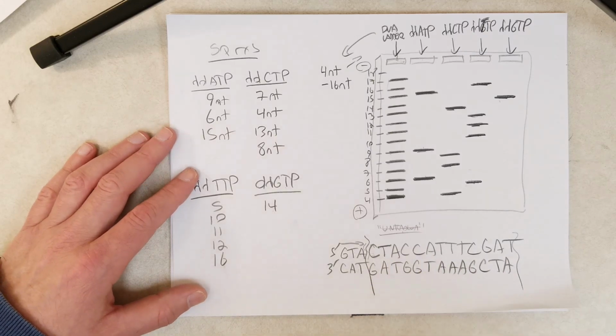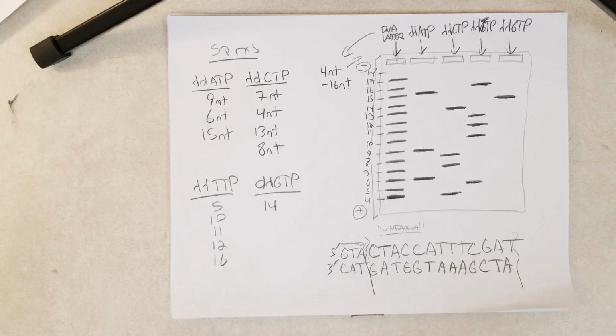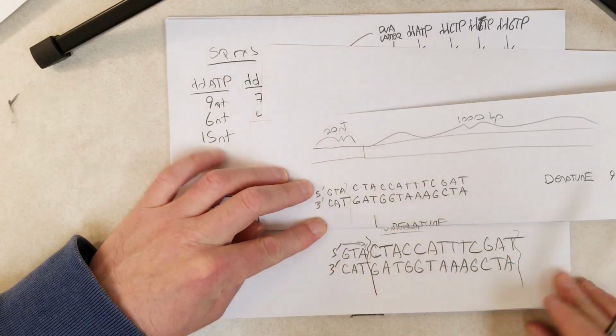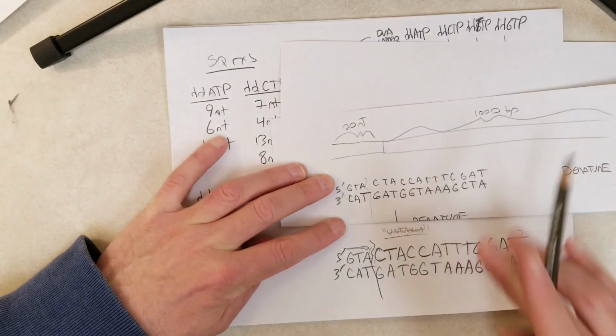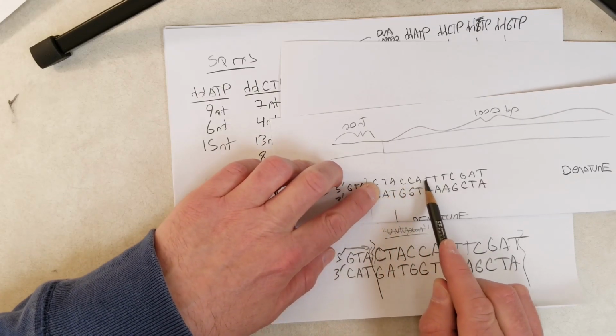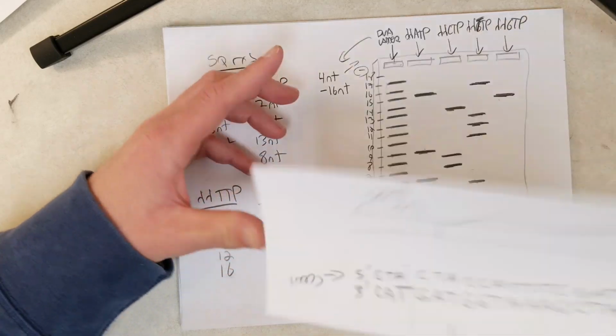Let's see, does it match? Does it match the original? Where is the original? Let me see. What did you do with the original, Tom? Okay, here it is, the original. I hope this matches. It'd be really embarrassing. If it doesn't match, I have to start over. Okay, we can see, yes, this was the original. GTA, CCA, TTC, GAT. Yep, okay, great.